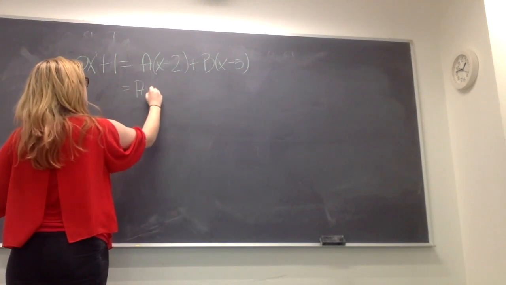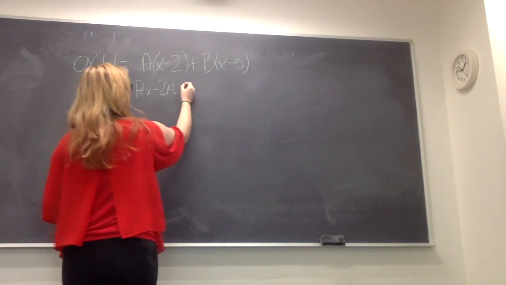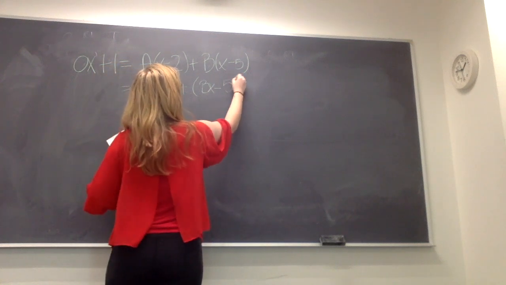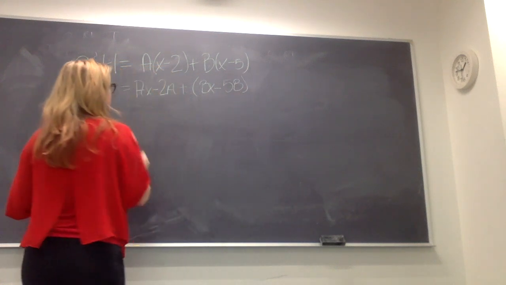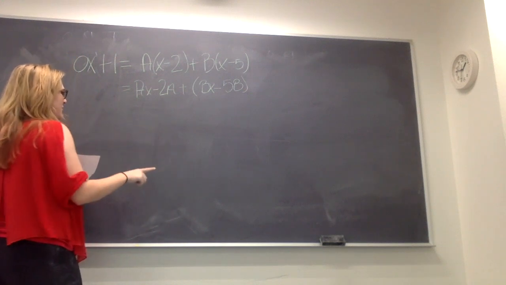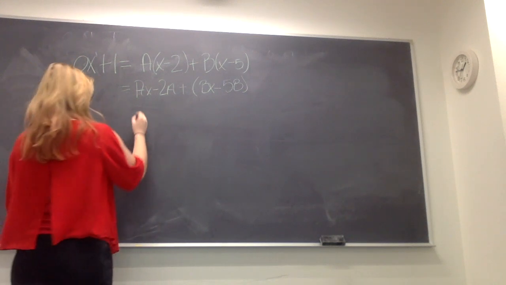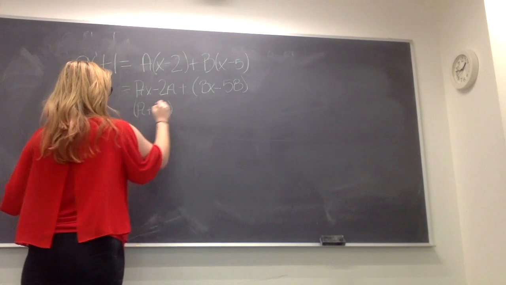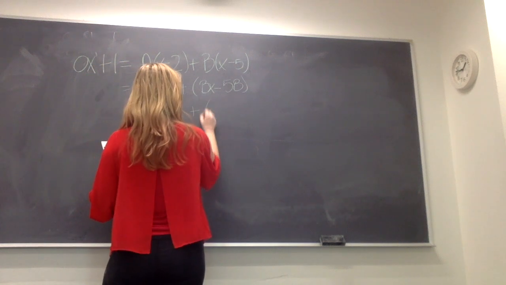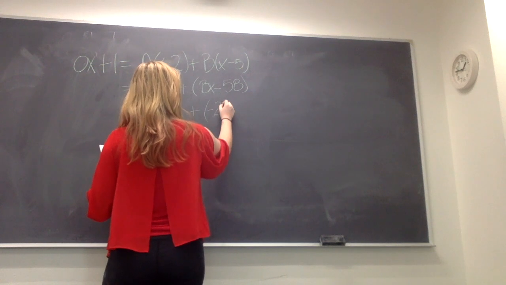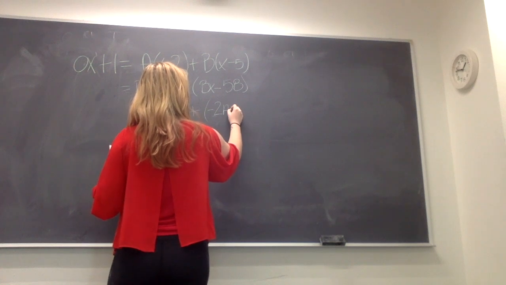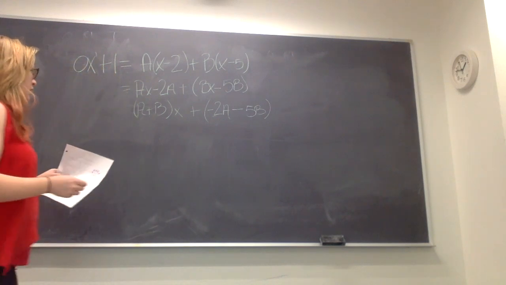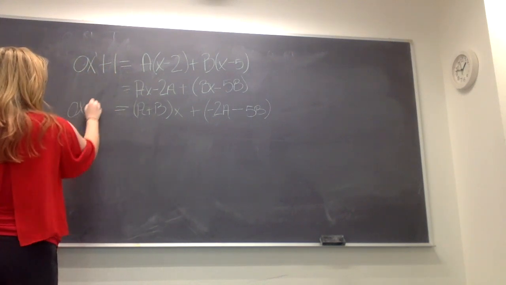So then you have ax minus 2a plus bx minus 5b. So then that's when you take out all of your common variables. So then you would have a plus b times x plus negative 2a minus 5b. Now, this is again all equal to 0x plus 1.